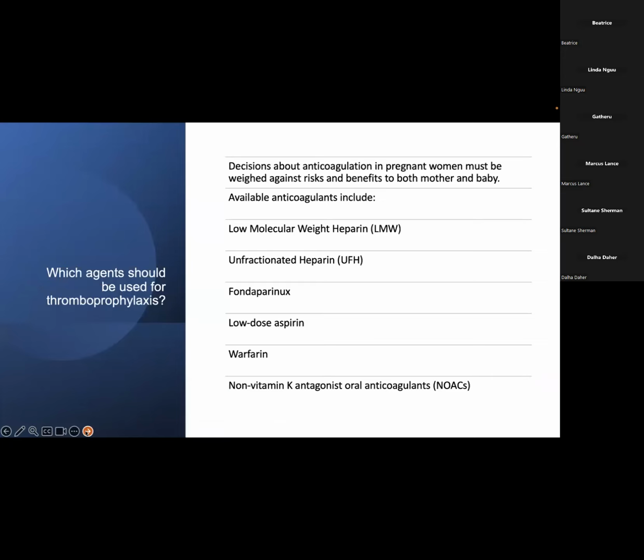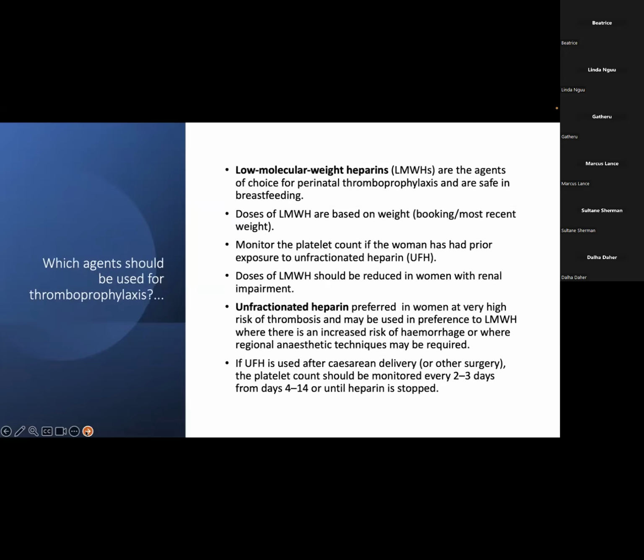Decisions about anticoagulation in pregnant women must be weighed against risks and benefits to both mother and baby. Available anticoagulants include low molecular weight heparin and unfractionated heparin, fondaparinux, low-dose aspirin, warfarin, and non-vitamin K antagonist oral anticoagulants, the NOACs. So these are available, but which ones do we use? Low molecular weight heparins are the agents of choice for perinatal thromboprophylaxis and are even safe in breastfeeding.